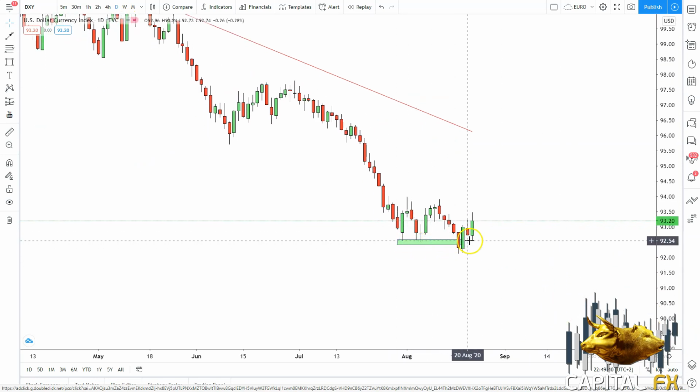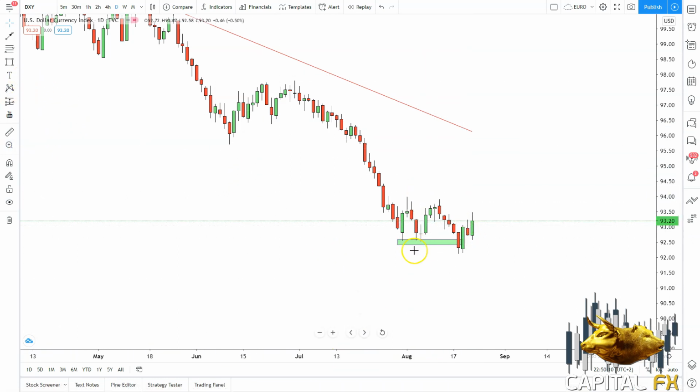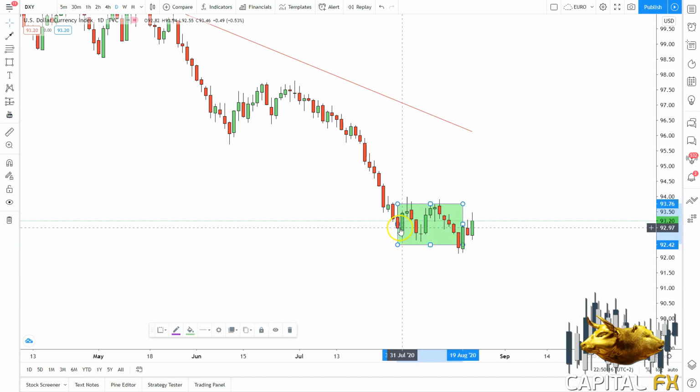We sort of got an area of support around that region up here. So we had that first rejection. Second rejection had a nice three pin formation, but price failed to go above that region, and then price fell again on that area of support. And then we had a bullish engulfing pushing up price here around that region, breaking the previous day's high and then closing above. And then Thursday we sort of had a pullback shooting star, and then Friday closed quite bullish. So we're sort of stuck in this zone right now on the dollar index.